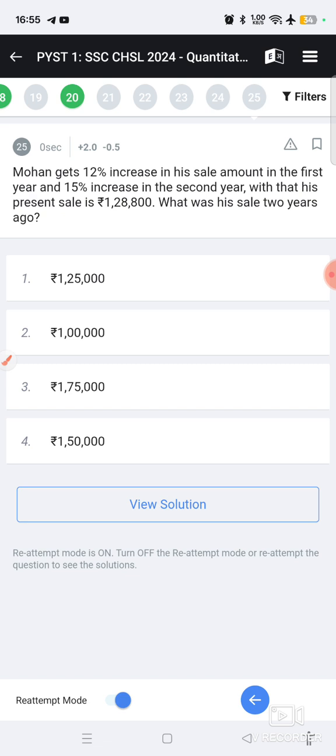Mohan gets a 12% increase in his sale amount in the first year and 8% increase in the second year. What is the percentage sale? Mohan gets 12% increase in his sale amount in the first year, 12% increase in the first year, and the percent increase in the second year. Okay. With that, his present sale is some amount. What was his sale 2 years ago? Okay, good.